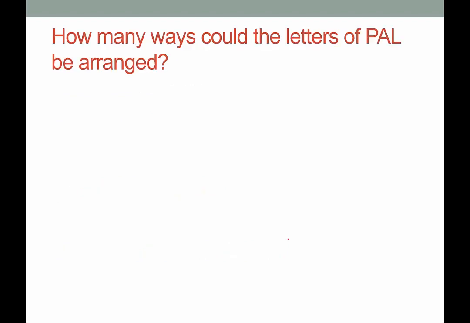Sorry. All right, so let's use factorials. How many ways could the letters of PAL be arranged? In this case, there's 3 to choose from because it's a 3-letter word. So we can have 3 possibilities for the first, 2 possibilities for the second, and 1 possibility for the third. So this is 3 times 2 times 1, which is the equivalent of 3 factorial, which would be 6.